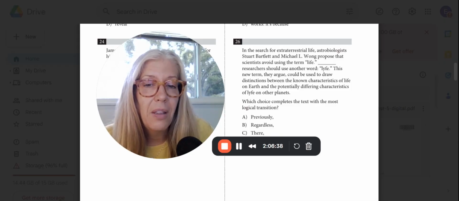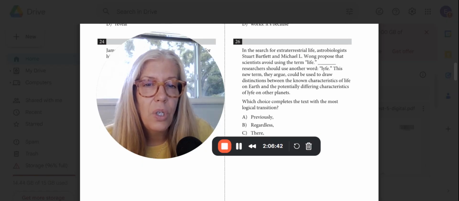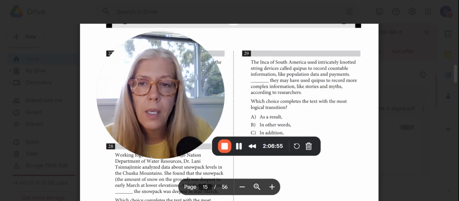Instead, researchers should use another word, like "lyfe." For example, L-Y-F-E. So stop using L-I-F-E instead. So you see that contrast there? Let's do another one.